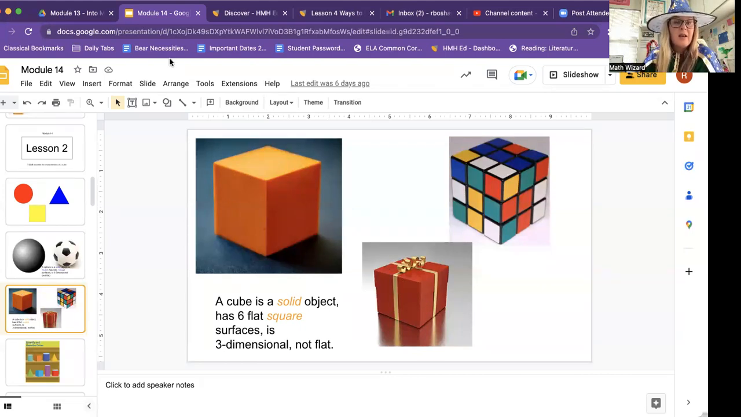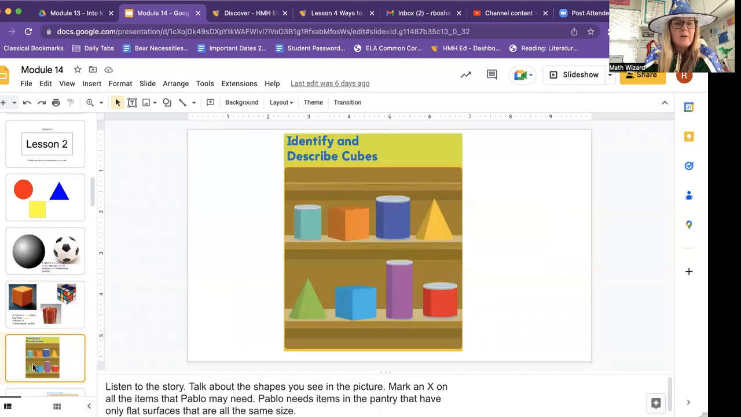All right. Let's see here. Let's go into our book. Listen to this story. Talk about the shapes you see in the picture. Mark an X on all the items that Pablo may need. Pablo needs items in the pantry that have only flat surfaces that are all the same size. I'll read it again because I was yawning. I'm sorry. Pablo needs items in the pantry that have only flat surfaces that are all the same size. So all of the flat surfaces need to be the same size.